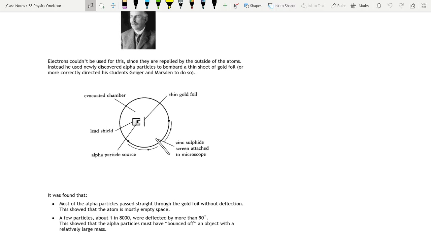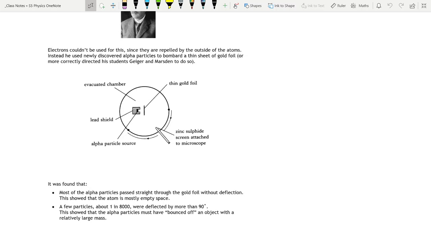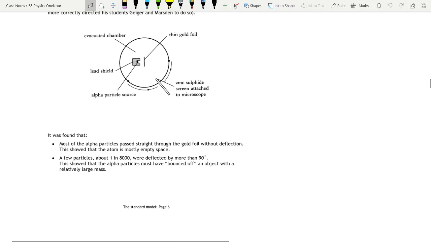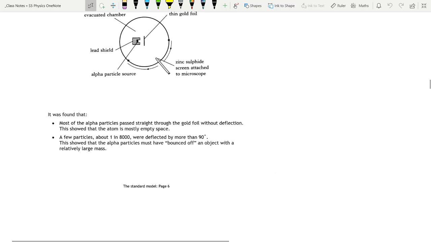He used newly discovered alpha particles to bombard a thin sheet of gold foil, or more correctly directed his students Geiger and Marsden to do so. Geiger, of Geiger counter fame. So these are the important things that he found.